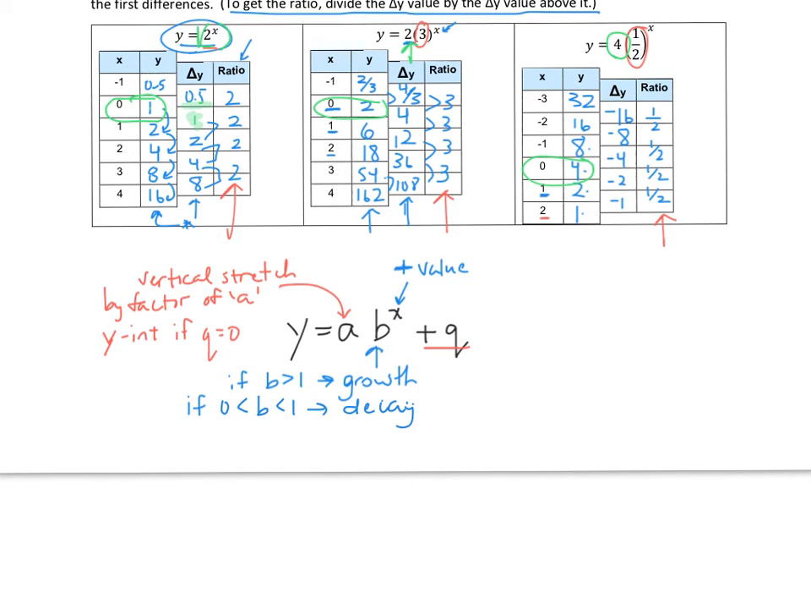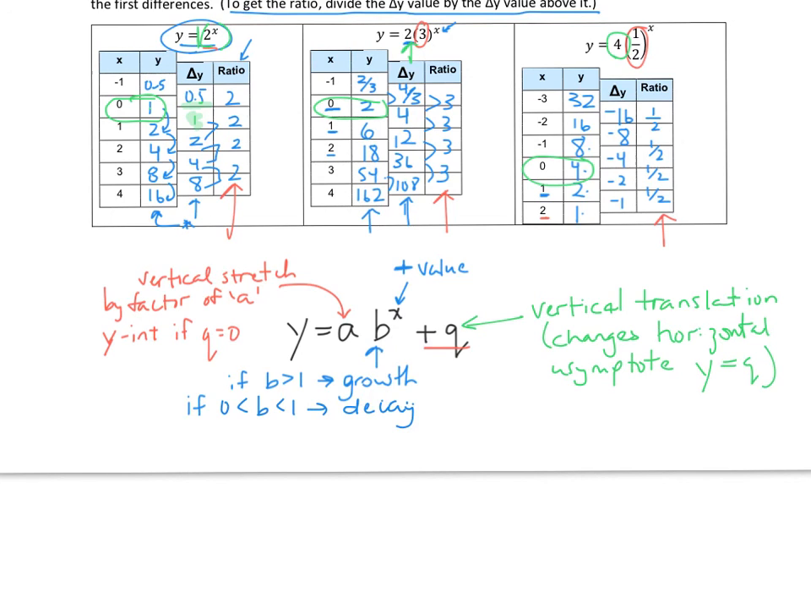Your q is your vertical translation up or down. Sorry, your vertical translation. And it affects the horizontal asymptote. That's what I was thinking when I said horizontal. Vertical translation, it changes your horizontal asymptote. And that's from that y equals 0. It'll be y equals whatever that q value is there.